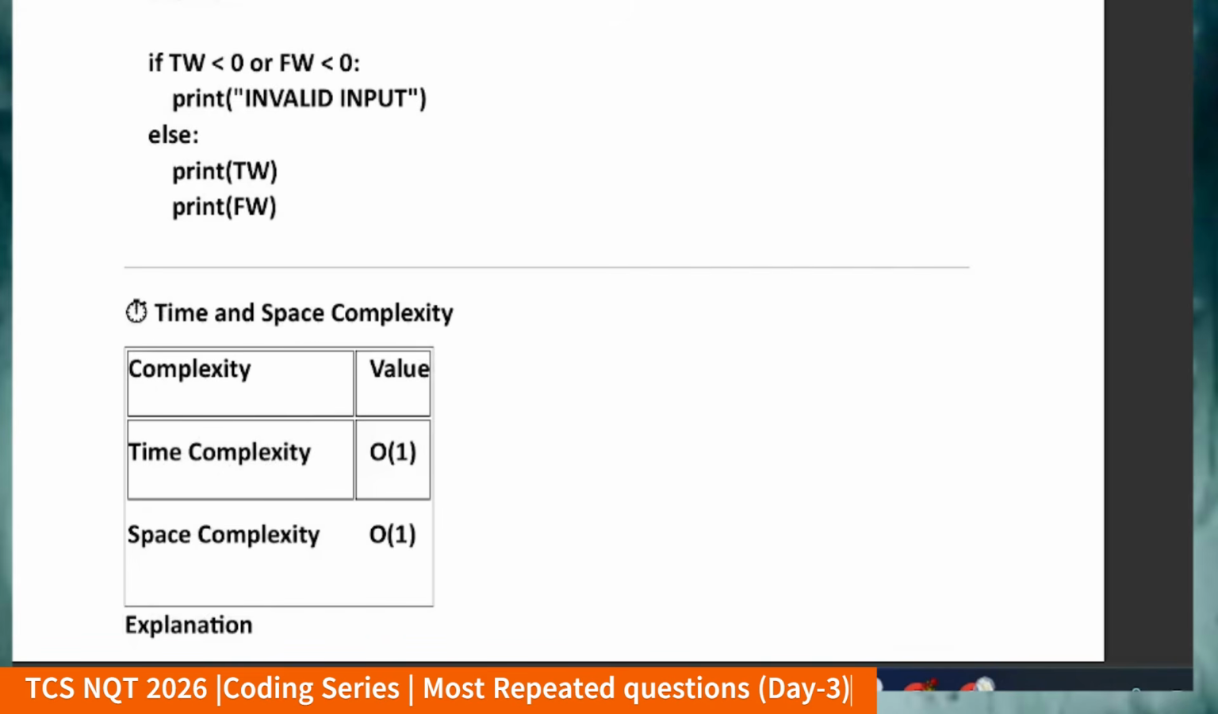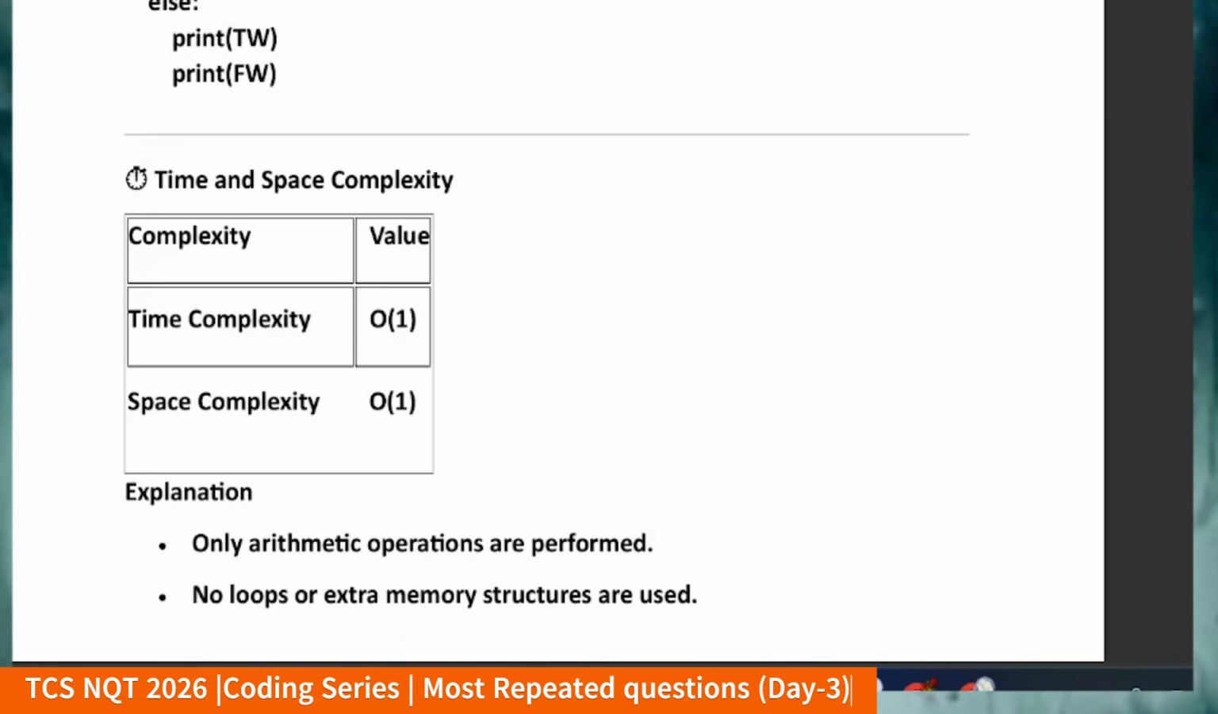Yes, you are right. So time complexity will be order of 1 because we are not traversing any loop, we are just calculating, and space complexity will be order of 1 again because no extra space is being used, we are just declaring some variables and all those things. So only arithmetic operations are performed here and no loop or extra memory structure is used. That's why space complexity will be order of 1.